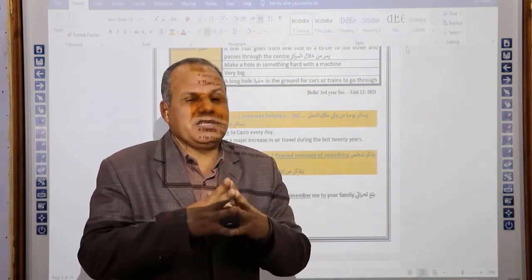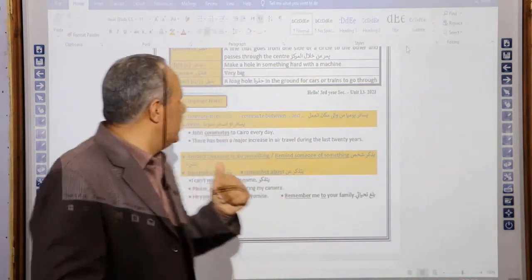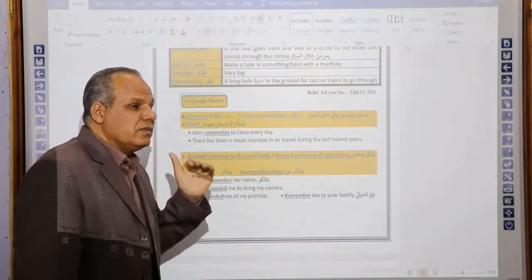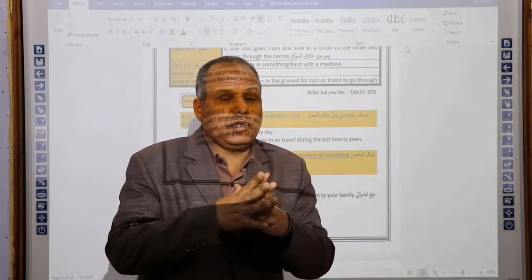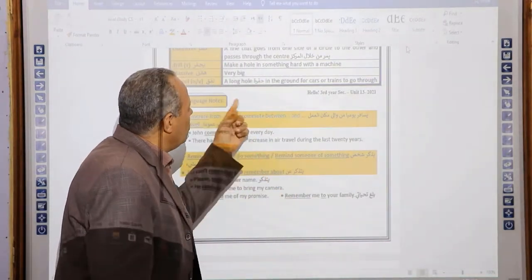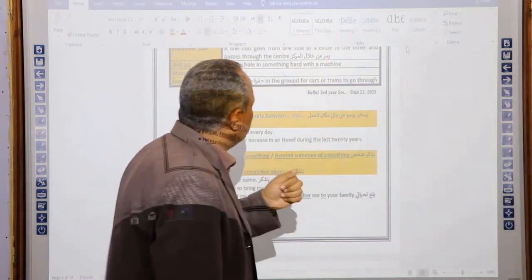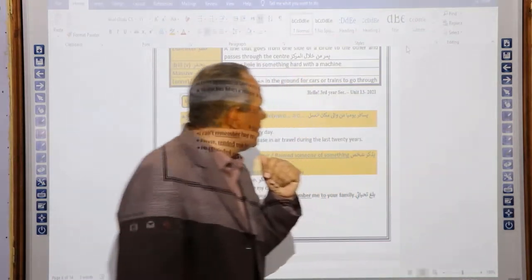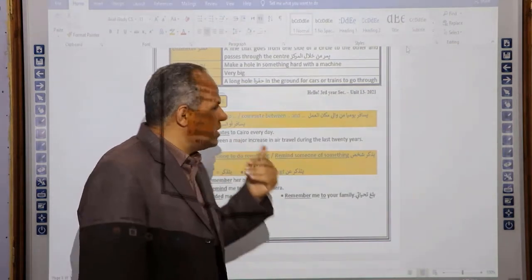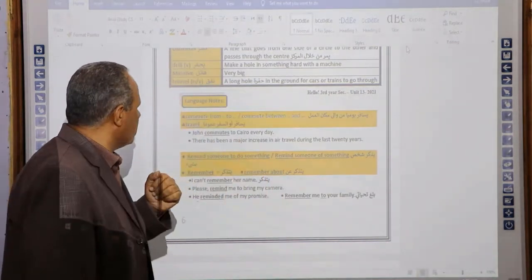Massive that means in Arabic very huge يعني ضخم جدا or very big. Tunnel we can use it as a verb and as a noun بمعنى نفق. A long hole in the ground for cars or trains to go through لكي تمر القطارات أو السيارات من خلاله.